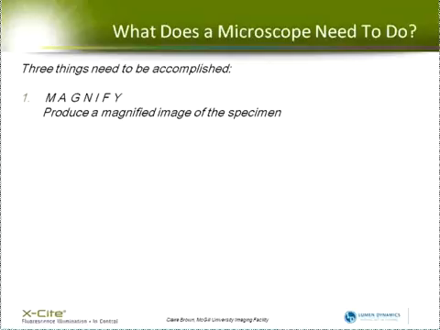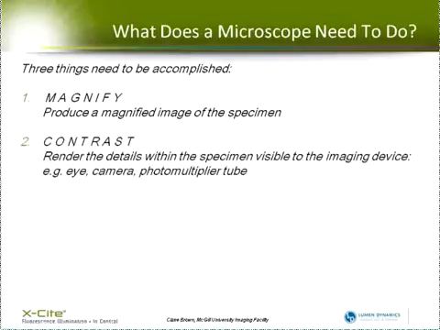So basically, the microscope needs to do three things. It needs to magnify the specimen so that you can see it. You need to have contrast, though, so you can't just magnify it. You also have to have a contrast between the specimen and the background, for instance. And most biological specimens do not have a lot of contrast. They're actually quite transparent. So there's a number of different ways that you can develop contrast.